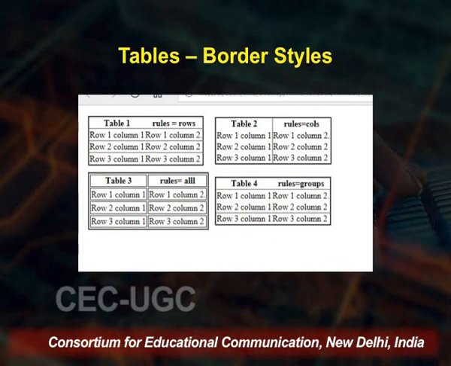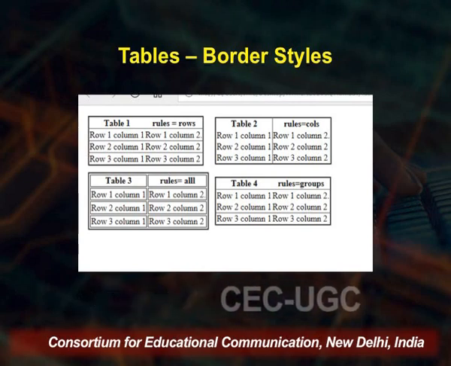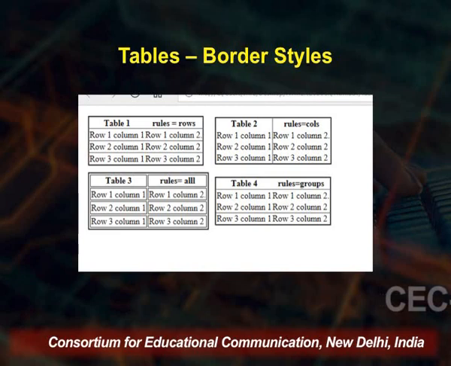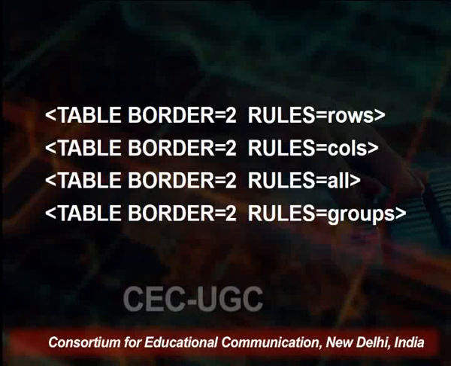Then if you look at borders, like in normal text processing software that we use, we can give different types of borders to our tables. Sometimes we want no border, sometimes only the vertical borders, sometimes only the outside borders. Likewise in HTML also we have different types of border styles. We can have 4 types of border styles here. The attribute which you use to define the border style is called the rules attribute.